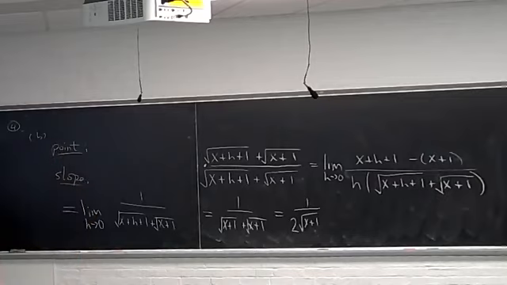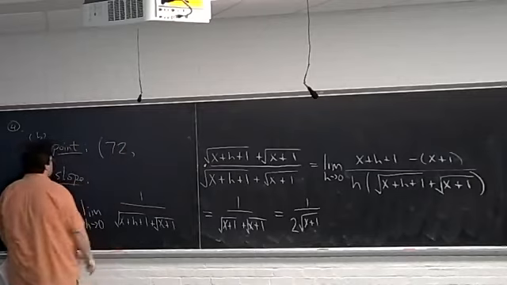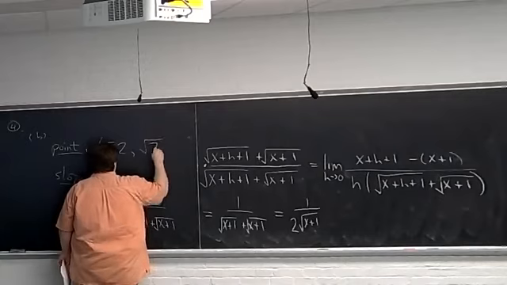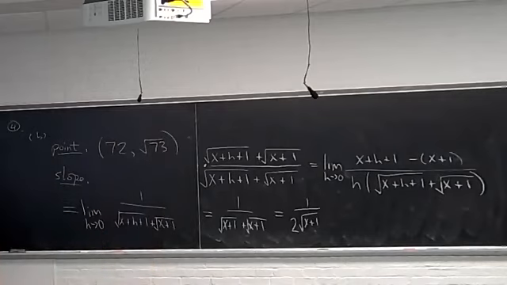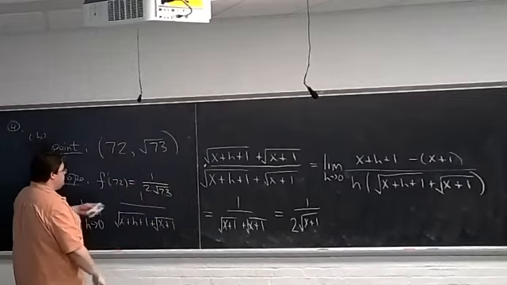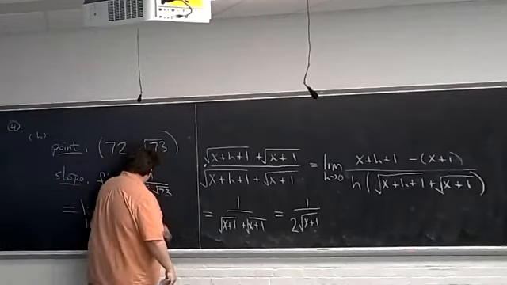Tangent line where x equals 72. So we need a point and a slope. Point: when x equals 72, what does y equal? Root 72 plus 1. Slope: the derivative evaluated at 72. (72 plus 1) is 73, so we get 1 over 2 root 73.